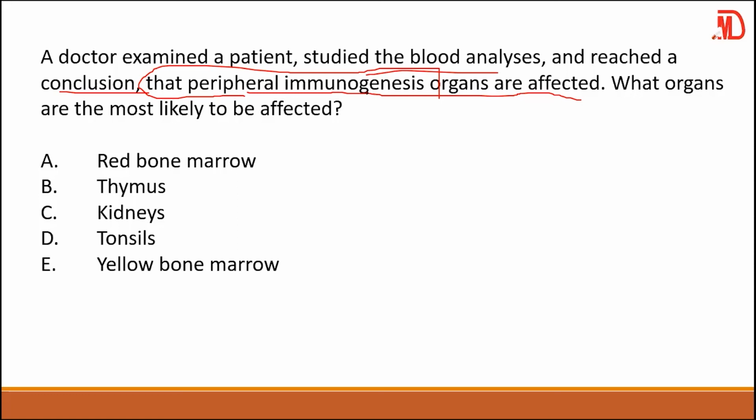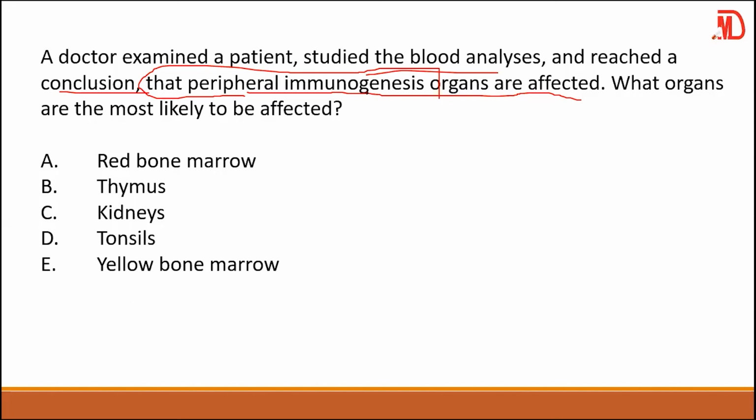The peripheral ones, also known as the secondary, include lymph nodes, the spleen, the lymphatic tissue of the GIT, and the tonsils. I repeat, the secondary or peripheral organs of the immune system include the lymph nodes, the spleen, the lymphatic tissue of the GIT, and the tonsils.